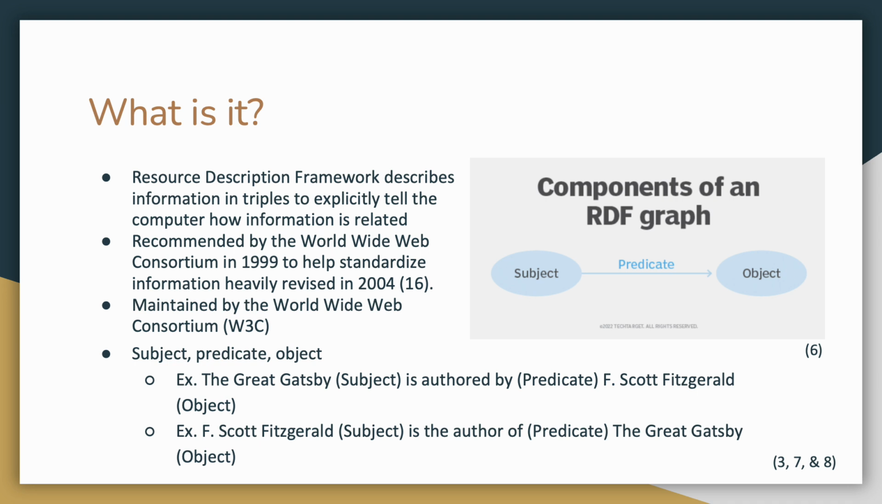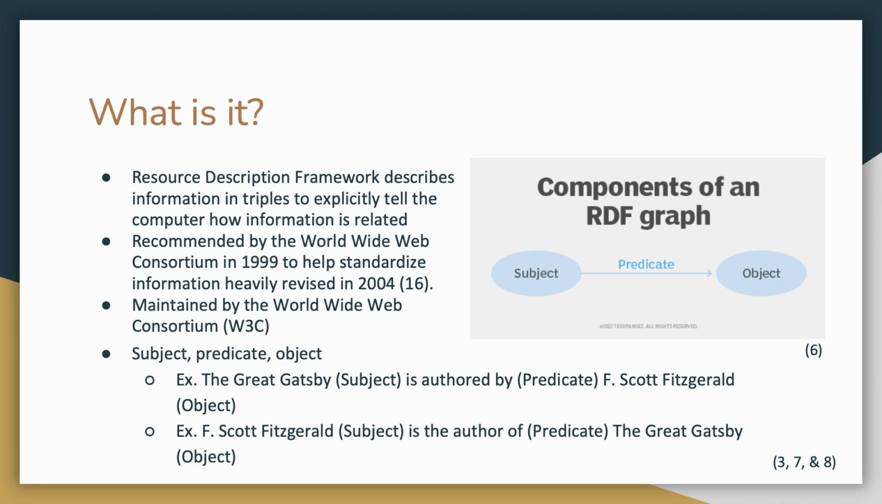So, what is it? In short, Resource Description Framework is a data structure, a data concept that describes information in triples to explicitly tell the computer how information is related. The components of the RDF triple graph are the subject, the predicate, and the object, with the predicate showing the relationship between the subject and the object.